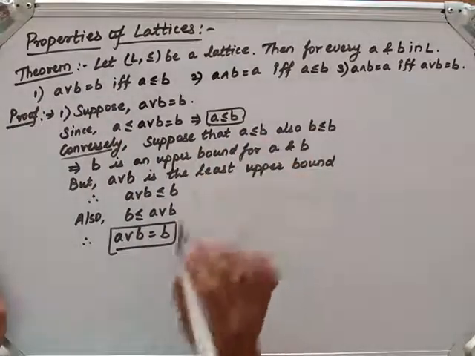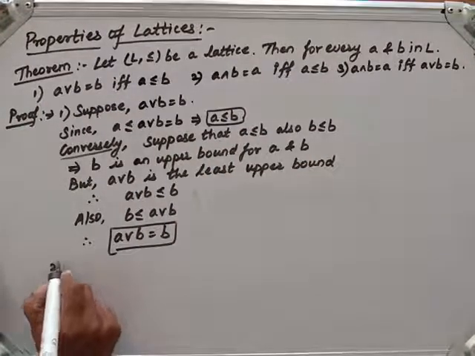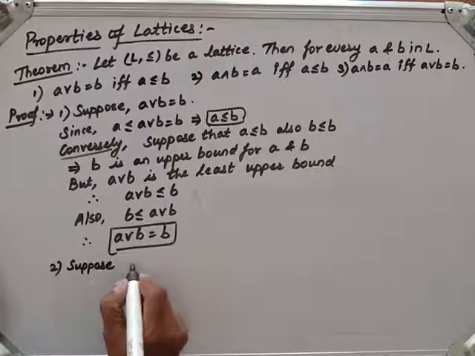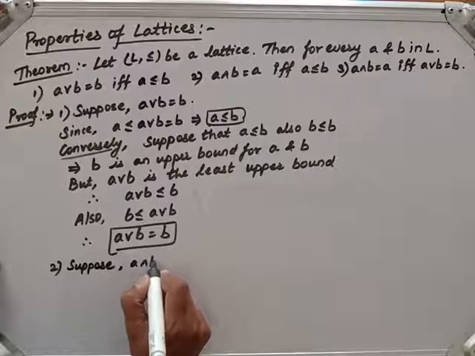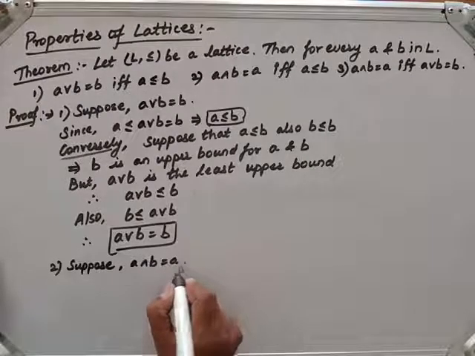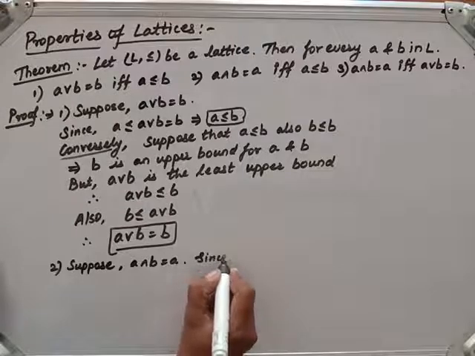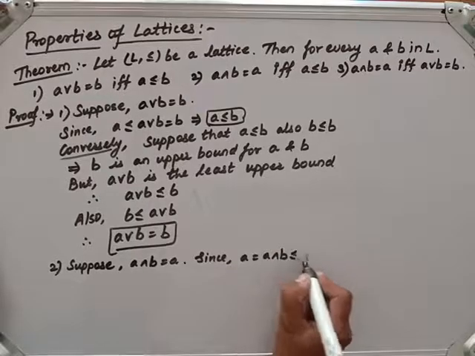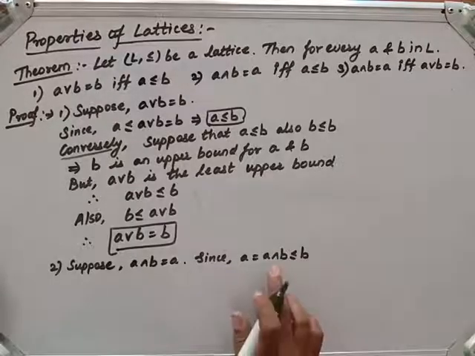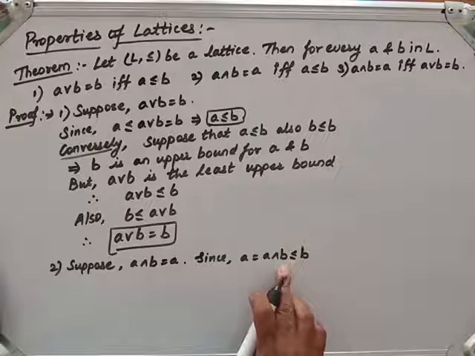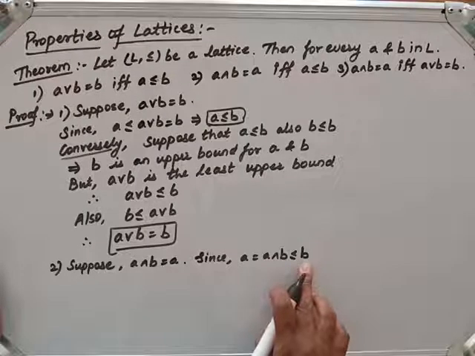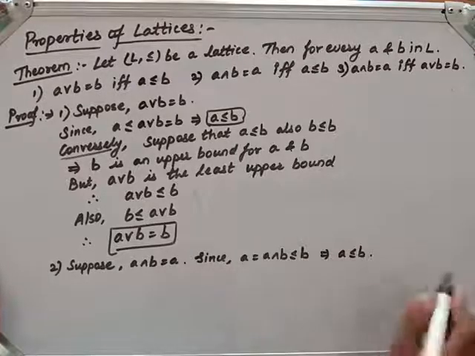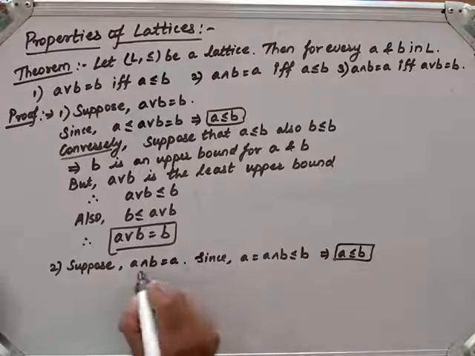Okay. Now let us see the proof of the second one. Suppose, similar thing is here also, suppose A meet B is equal to A. Okay. Now since A is equal to A meet B, this is related to whom? B, as it is a lower bound for A as well as for B. So this says A related to B. This is the direct part.